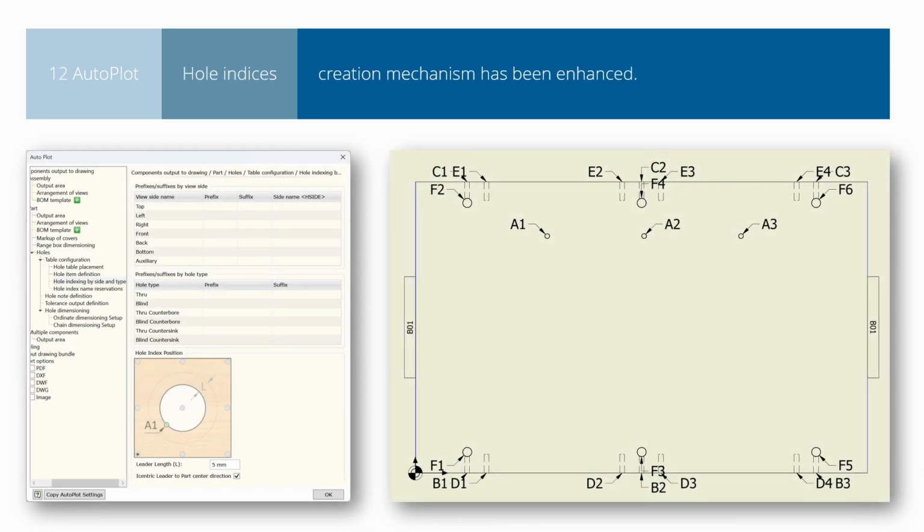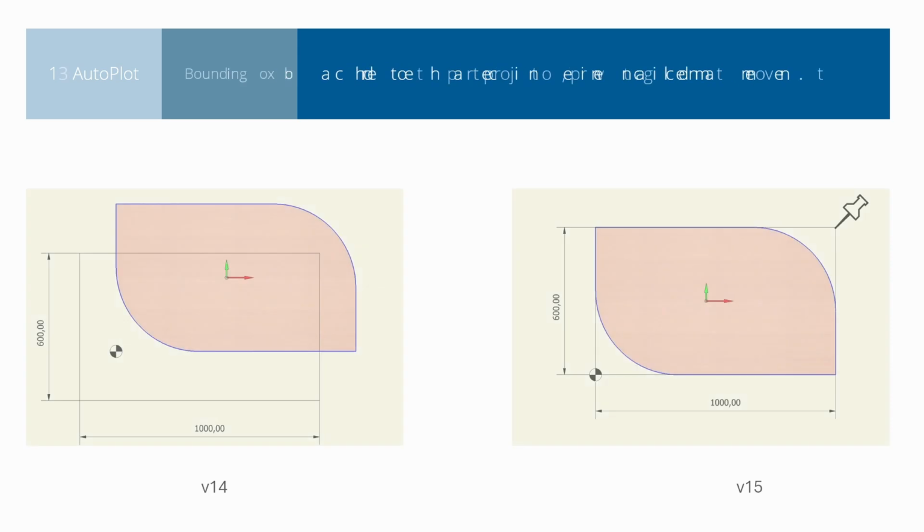The position of hole indices can now be defined more precisely, including the option of eccentric placement. The bounding box representing the external dimension of a part is now anchored to the part projection, preventing accidental shifts.